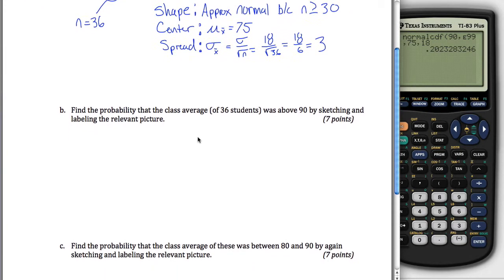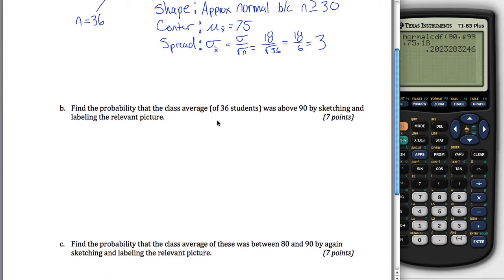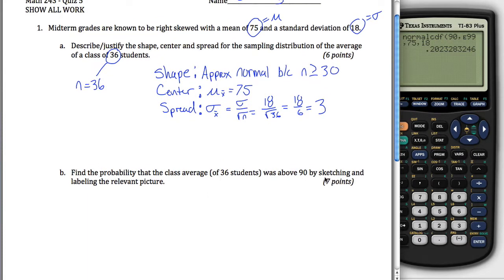Find the probability that the class average was above, actually I don't want this to be 90, I want to change this to 80, by sketching and labeling the relevant picture.